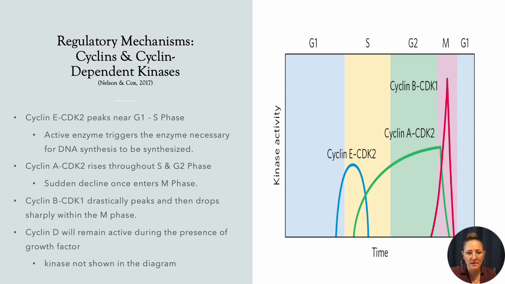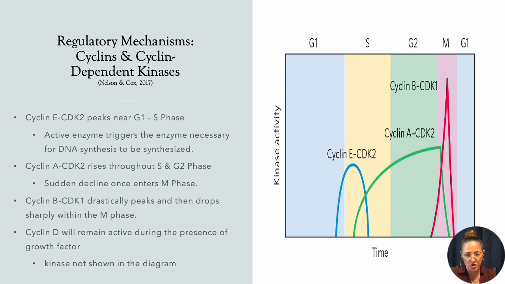E-CDK2. It peaks near the end of G1 and the start of the S phase, the synthesis phase. Active enzyme triggers the enzymes necessary for DNA synthesis to occur within the synthesis phase of the cell cycle. Then we have cyclin A-CDK2. It rises through the S phase, located here in the green, and then it has a sudden decline as it goes through the G2 phase and into the M phase.